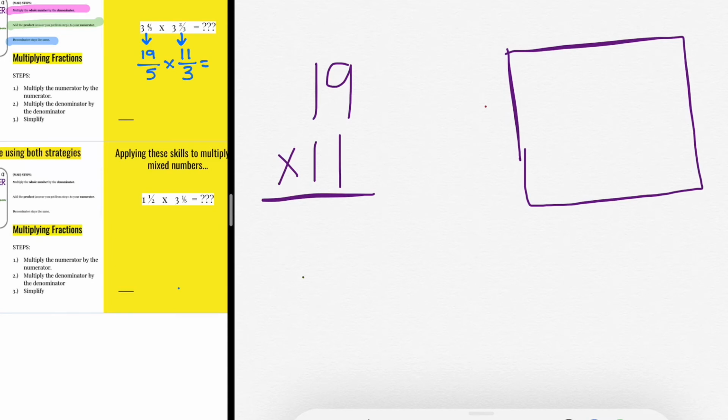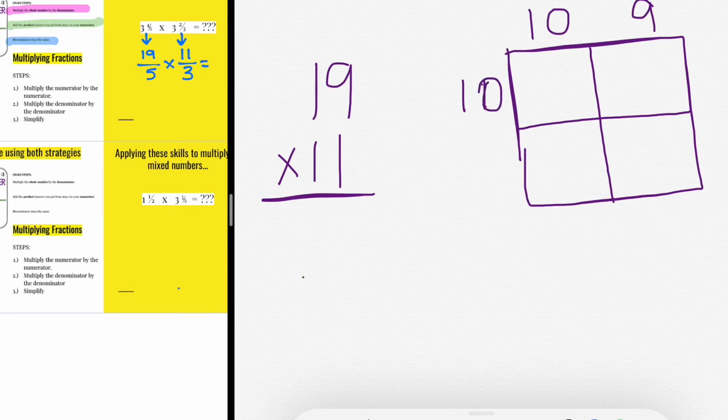So I know 19 in expanded form breaks into 2 numbers. So I will break my box into 2 pieces and put 10 on one side and 9 on the other, because 10 plus 9 equals 19. I then will break 11 into expanded form. And the expanded form of 11 is 10 and 1. So I will again have to break the box into another 2 pieces, labeling one piece 10 and one piece 1. Now I can begin to solve.